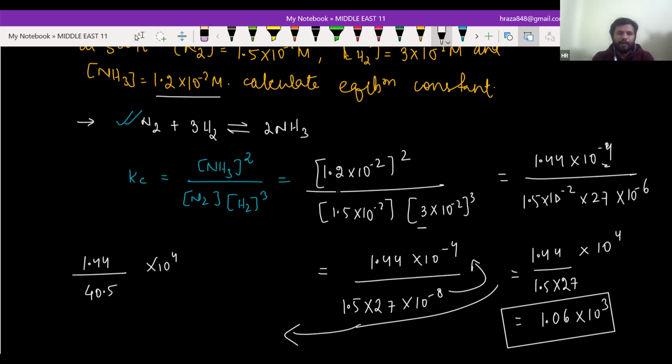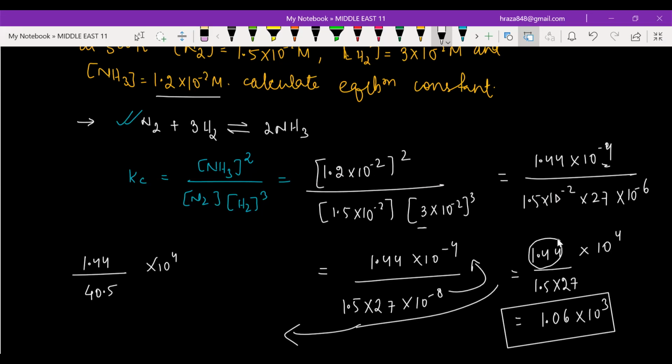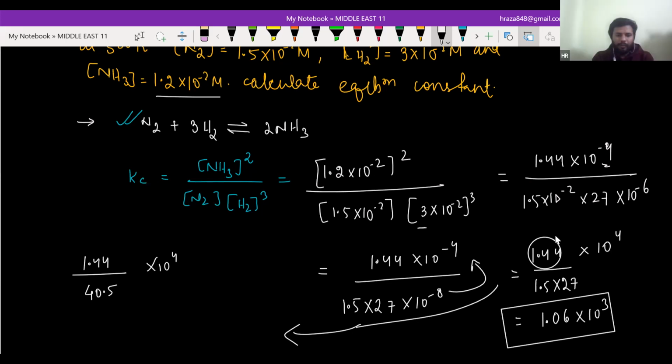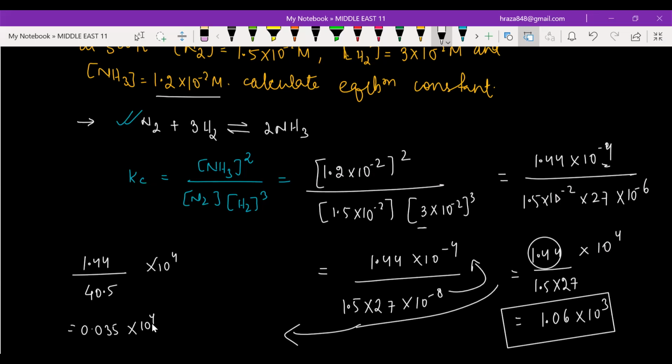Let me check it. The square of 1.2 will be 1.44, right? Yes, sir. Okay, here it is 1.44. So if I divide 1.44 by 40.5, it comes out to be 0.035 into 10 raised to the power 4. Yes, sir. Okay, let me check it.